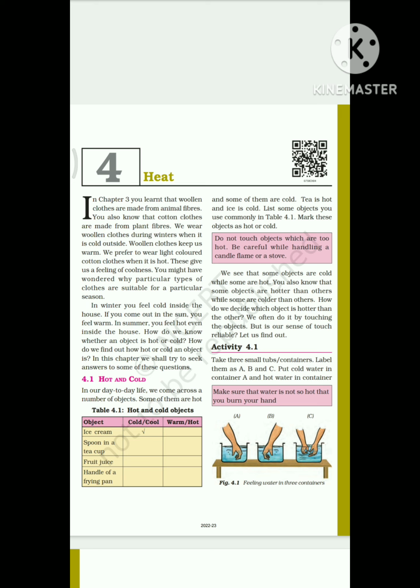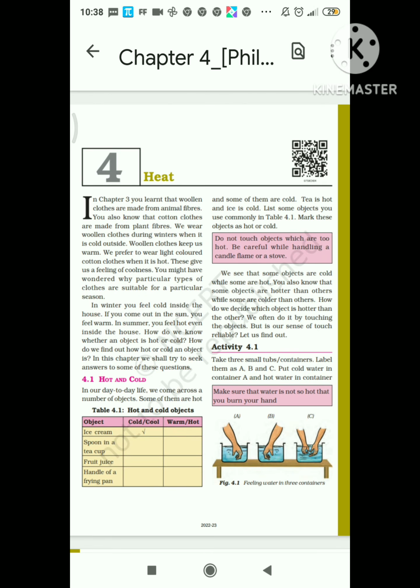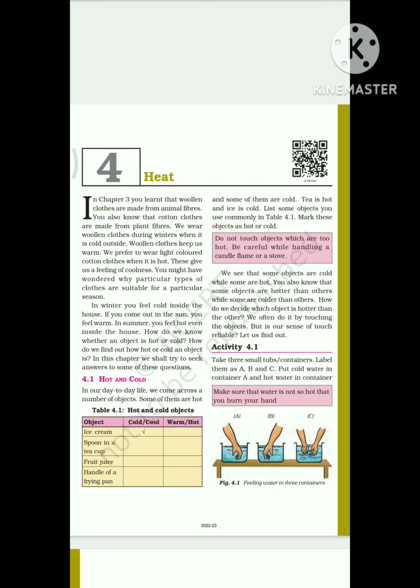So let's begin. In chapter 3, you have learned that woolen clothes are made up of animal fibers and wool is a better conductor of heat. So what is heat? This heat we will study in this chapter. First we will start with hot and cold, which is 4.1.